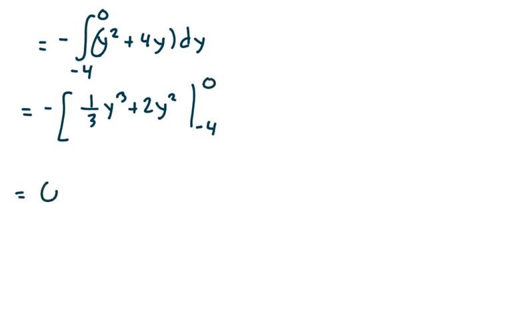If I plug in 0, I get 0. If I plug in negative 4, I get minus a negative. If you don't mind, when I plug in 0, I get 0. And then I'm going to subtract a negative. Can we see that that's going to turn positive? So I'm going to put a plus, right? And then when I replace y with negative 4, I get negative 64 over 3. I'm going to go plus. And then if I square negative 4, I get 16. 16 times 2 is 32.